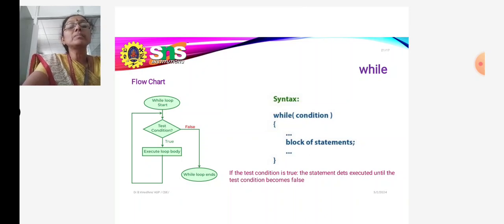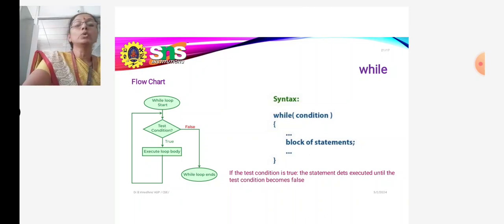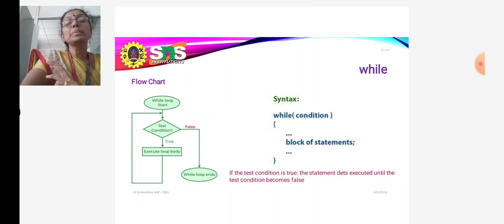On the left-hand side we have the flowchart for the while loop. The while loop starts, and next we do the test condition. If it is true, we execute the loop body, increment the control variable, and check the condition again. If it is true, we execute the body again. If the condition is false, we exit from the while loop. So this is the concept of the while loop.